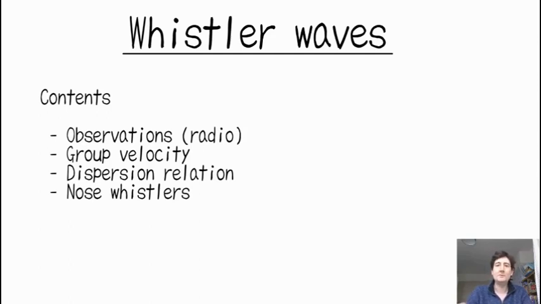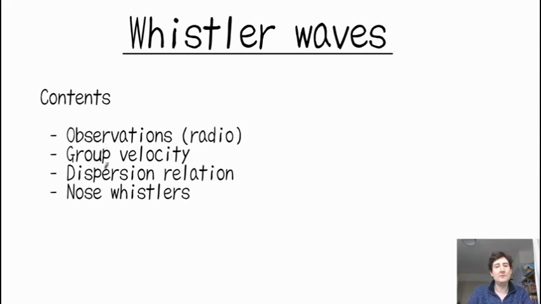In plasma physics, these are also called helicon waves, and I'll discuss these in a next video on how they're used to heat plasmas or to inject power into plasmas. In this video I'll concentrate on the ionospheric, so the atmospheric observations from radio waves, and their basic properties. We'll look at things like their dispersion relation and their group velocity.